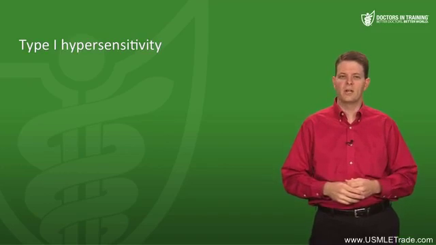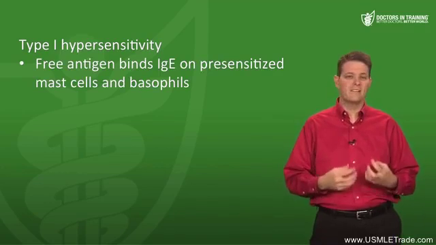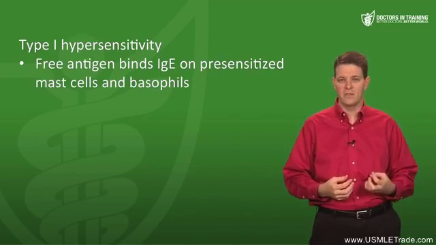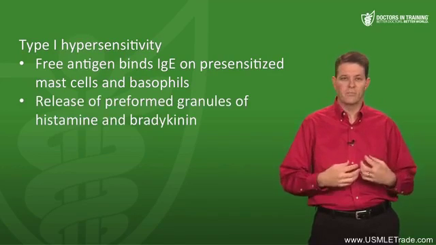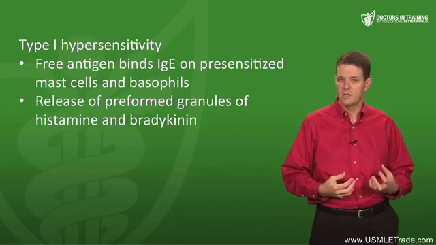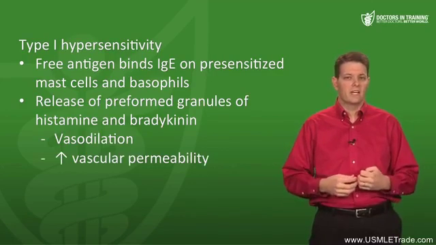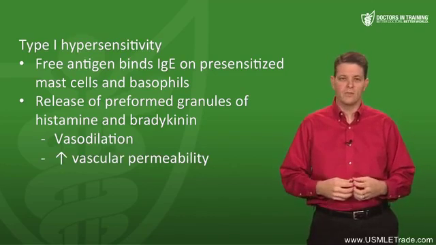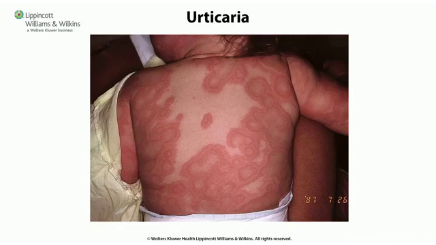Type 1 hypersensitivity occurs when some free antigen binds to IgE on the surface of pre-sensitized mast cells and basophils, and that causes those mast cells and basophils to degranulate and release preformed granules of vasoactive chemicals like histamine and bradykinin. These are vasoactive amines, so they cause vasodilation and they cause increased vascular permeability, which allows fluid to leave the vessels and get into the tissue, which leads to local edema. Now, this is called a wheal and flare reaction, or urticaria, which is commonly called hives.